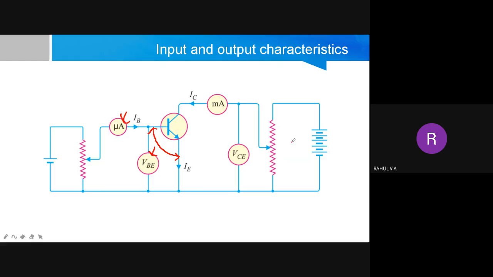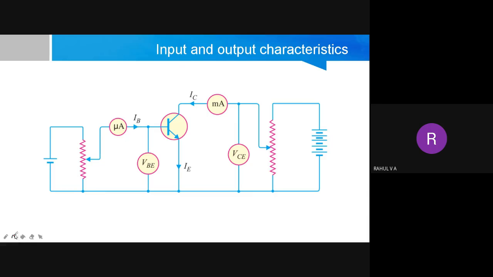What we have to do is keep this VC constant, at a constant value, say for example 1 volt. So I will be keeping VC equal to 1 volt for an entire set of readings. For a set of readings, VC equal to 1 volt is set and then the readings are taken.